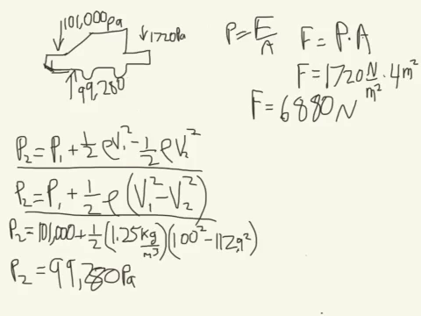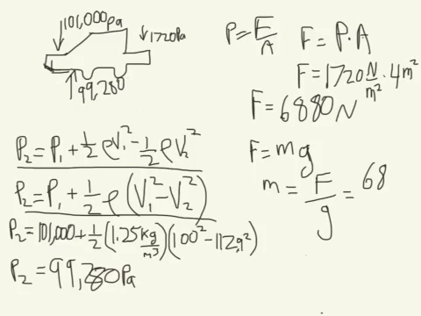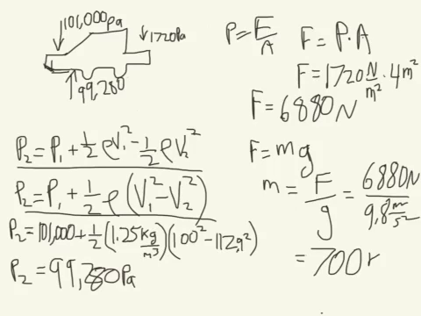Let's see, how does this translate to pounds? Or kilograms, I guess would be easier to find. We know that the force in newtons equals the mass in kilograms times 9.8. Therefore the mass in kilograms equals the force, which is 6,800 newtons, over the acceleration of gravity, 9.8. And that gives us about 700 kilograms. And there's about 2.2 pounds per kilogram, so that would be about 1,500 pounds of downforce on this race car. That's a lot.